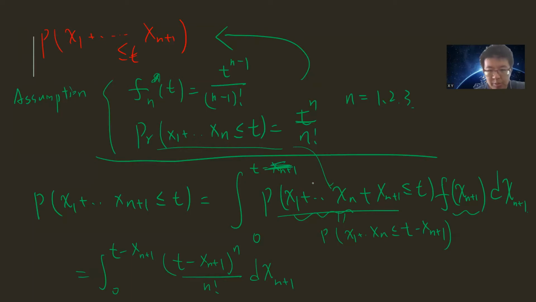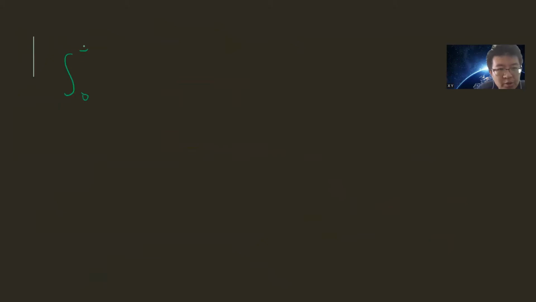Sorry, there is no lower limit here because I already conditioned it, so I only go to t. So this is what we just need to compute, and it's very simple to prove. Let's do this: we get the integral from 0 to t minus x_{n+1} of (t minus x_{n+1})^n over n factorial dx_{n+1}.